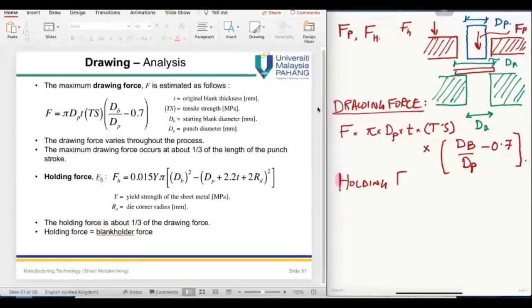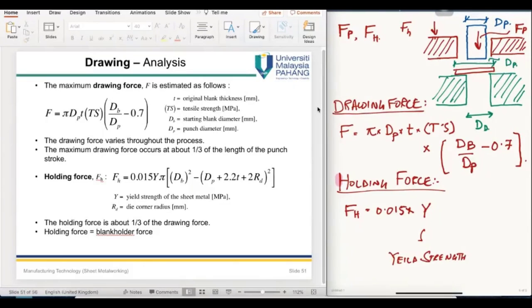Holding force is denoted by FH. FH is given by 0.015 multiplied by Y, where Y is the yield strength. Yield strength is different for different materials. Steel has a different Y, and aluminium has a different sigma Y. You will be given the yield strength of the material. Yield strength is required for the holding force, and tensile strength is required for the maximum drawing force.